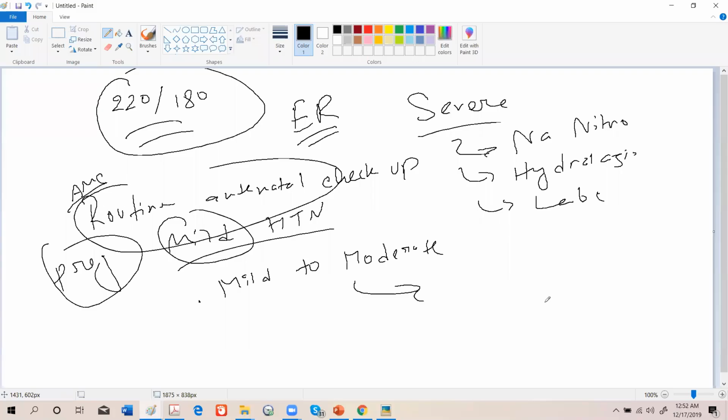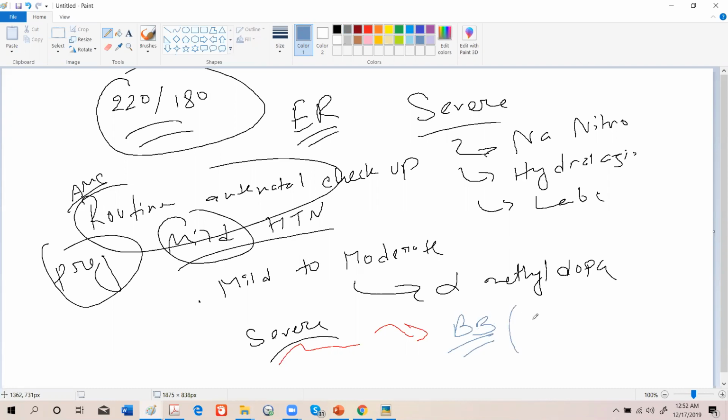This is the most important thing, so you need to follow my lecture, whatever I am saying. For mild to moderate, we'll have to go with alpha methyldopa. This is the drug of choice. But if it is severe, like 220 by 180, what to do in that case? In that case, we definitely like to go with, anyone? Yes, that is a beta blocker. Labetalol is one of the popular drugs. Labetalol, this is very important. So mild to moderate, alpha methyldopa; severe cases, beta blocker, that is labetalol.